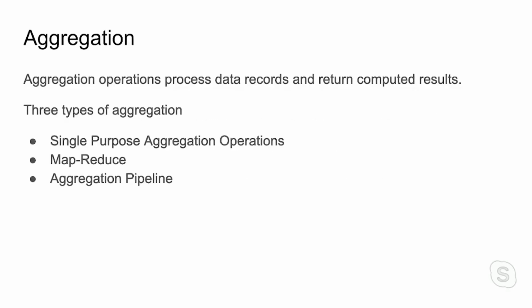Okay. Next one is aggregation. Aggregation is an operation where you give some set of data, it will do something with it, and it will return you a somehow modified set of data. It can be some group by, for example, and so on. Is there a question about that?